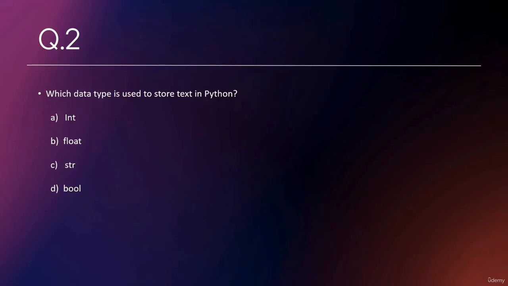Next question. Which data type is used to store text in Python? So there are four different data types that we studied. There's one of them which is used to store text. Which of these is that one? So now moving on to the answer. The correct answer is string. If we are to store any text, even if it is a number as a text or a text in itself, we use the string data type, or Python uses string data type to store it.